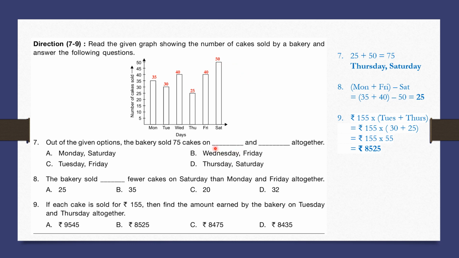So now we have to find the 2 days whose total is 75. So it can be 40 plus 35 which is 75. So Monday and Wednesday, but it's not an option here. So let's see 25 plus 50.